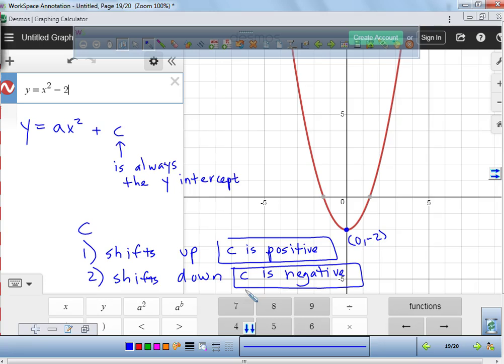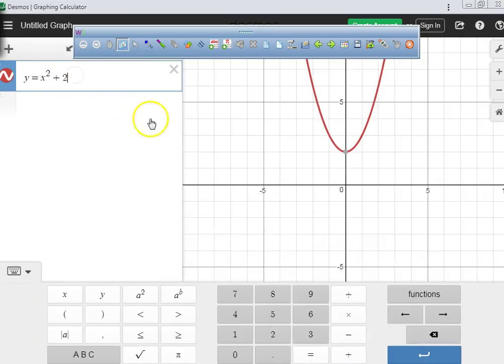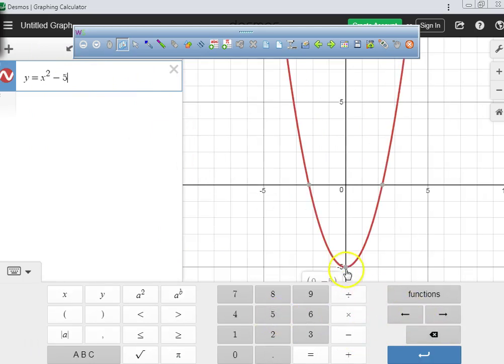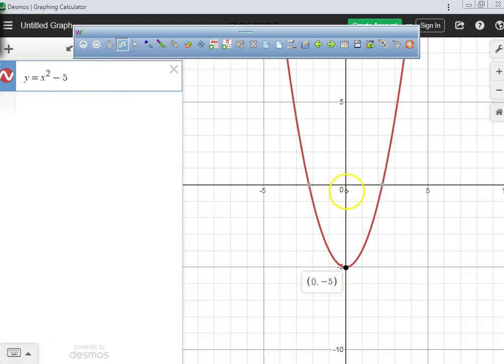Does it control the width of the graph? How wide it is? No. What's the value that controls the width of the graph? What letter? The A value controls whether it's wide or narrow. The A value also controls whether it opens up or whether it opens down. Okay? So look what happens. If I say x minus 5, how many units did it go down from 0, 0? It went down 5.